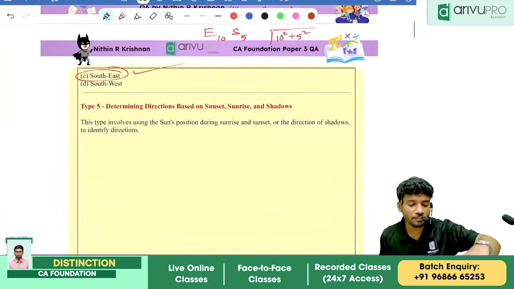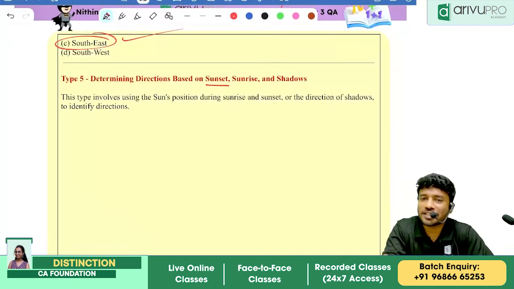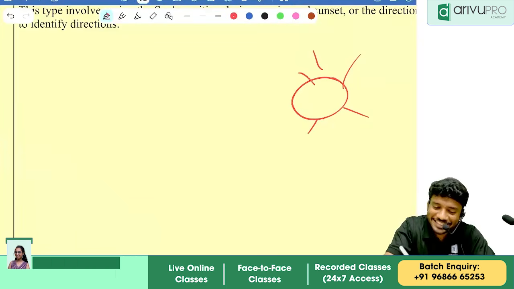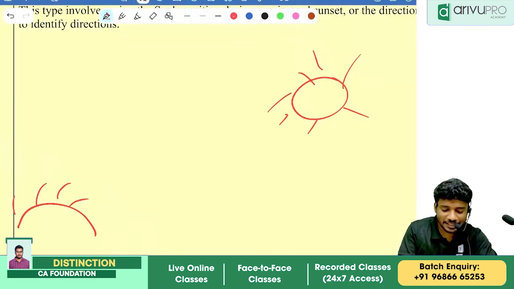Next one, people. It is a very interesting topic. Data mining based on sunset and sunrise. Sunrise is where, Hyderabad? Yes. Sunrise is in the east. Sunset where? In the west.